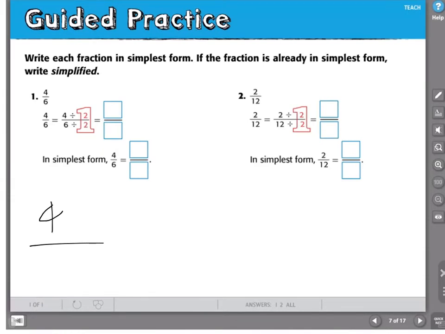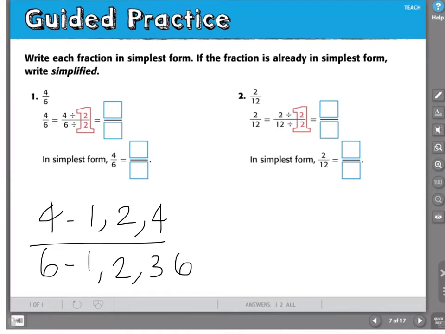I've got 4 and 6. All of the factors of 4 are 1, 2, and 4. All of the factors of 6 are 1, 2, 3, and 6. Now I can see that the GCF, the greatest common factor of 4 and 6, is 2.